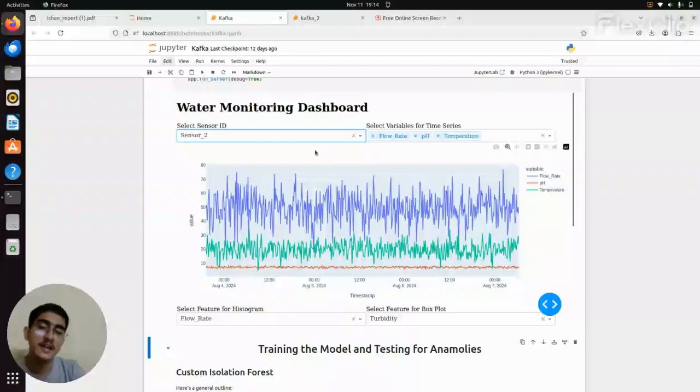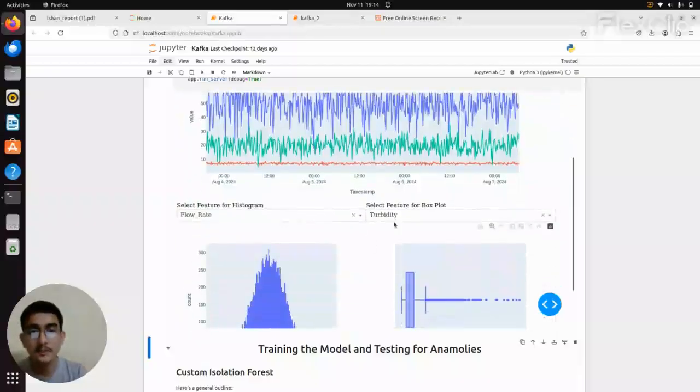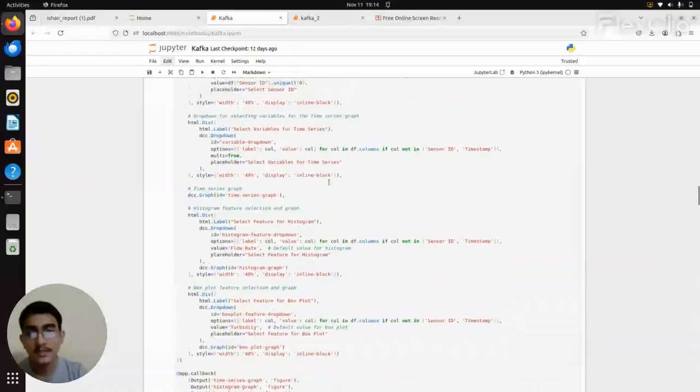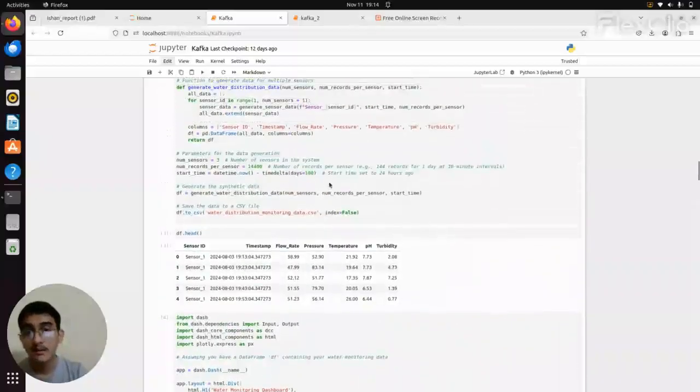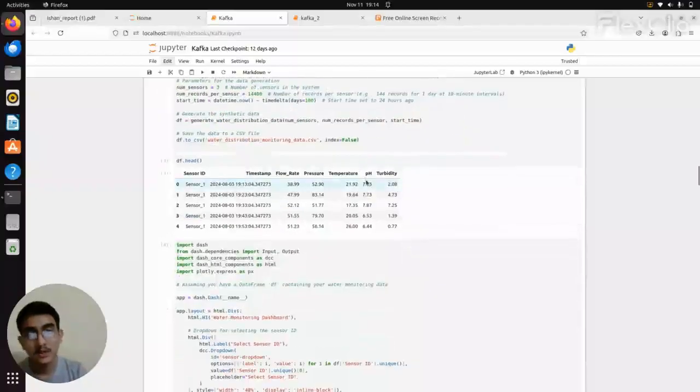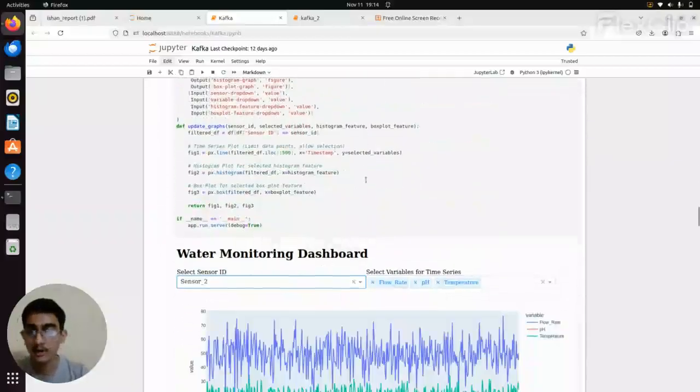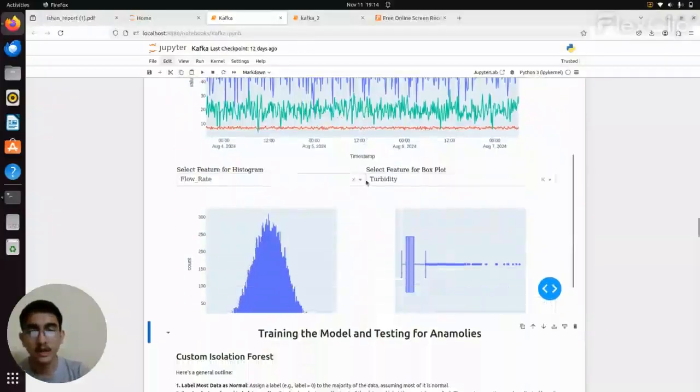Since we try to simulate multiple houses, what I have done is to select which sensor we want to focus on at a particular time, and then you can monitor those sensor characteristics through these plots. For timing, I will only be simulating three sensors for my demonstration, but you can simulate as many sensors as you like and create data accordingly. Now moving on to the next part.